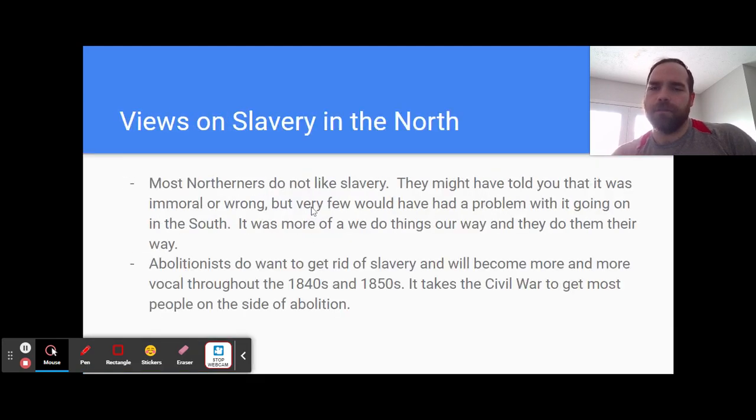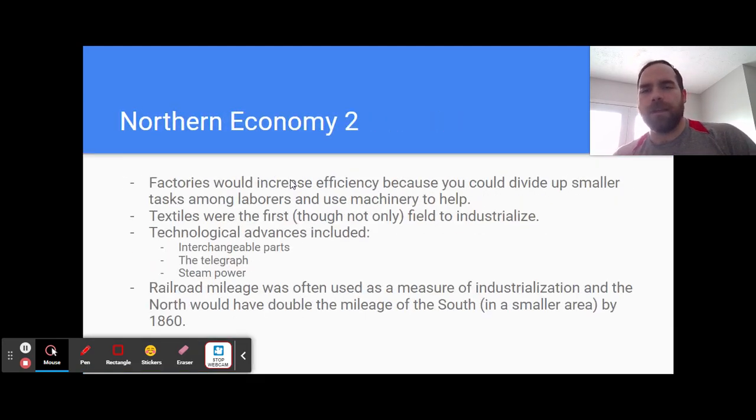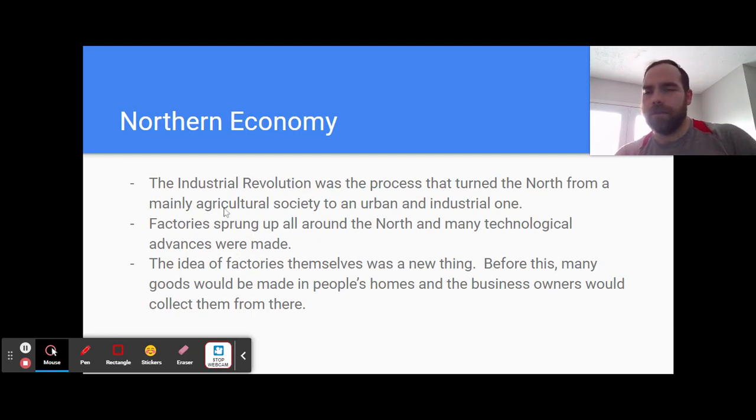1, 2, 3, 4. Okay, so the Northern economy. Oh, good. We'll end on economy. The Northern economy. The Industrial Revolution was the process that turned the North from mainly agricultural to urban and industrial. For it to get over that halfway point, right? Over half of people living in cities and towns rather than a rural environment, or over half of people having a job other than farmer, that's going to take a long time. That's going to take a lot longer than even the scope of our class.